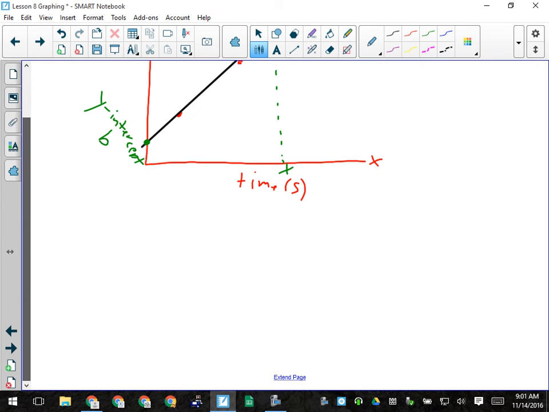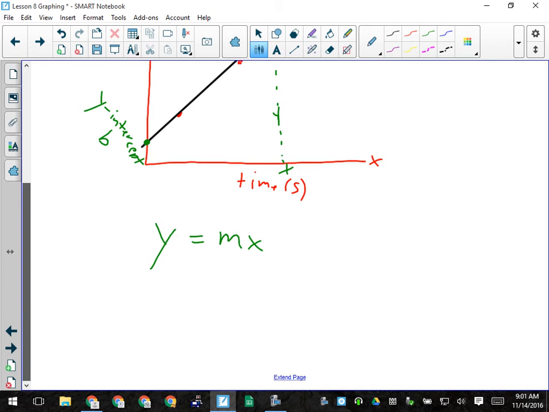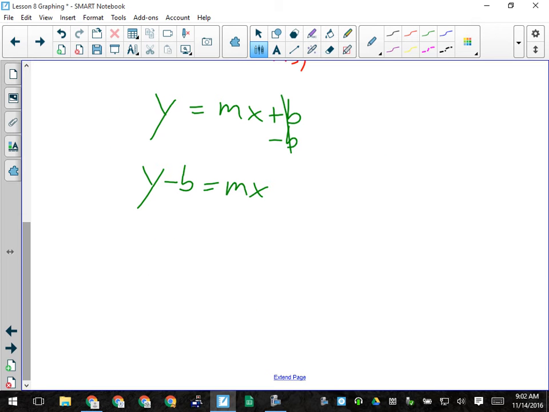So I'm going to subtract. Sorry, I'm just going to draw it down here again. So I've got y equals m times x plus b. I'm going to subtract b from both sides. That's going to give me y minus b equals m times x. Everybody all right with that? Now how do I get m by itself? What do I have to do with x? Divide by x, right?